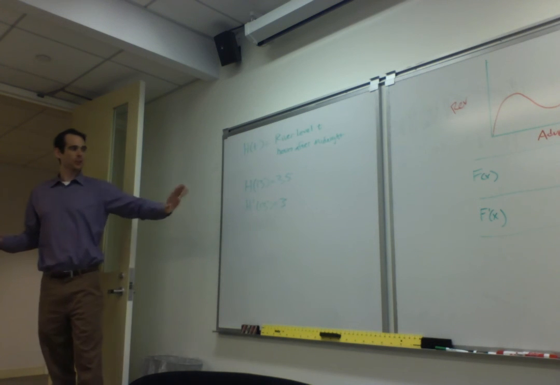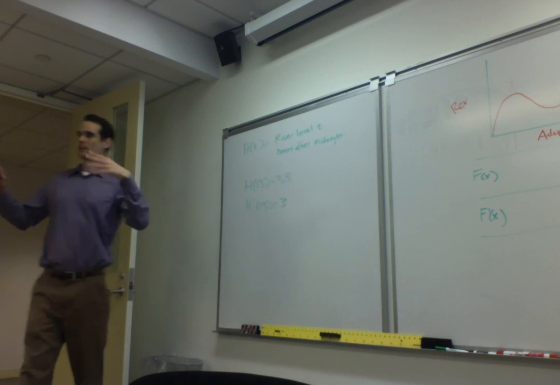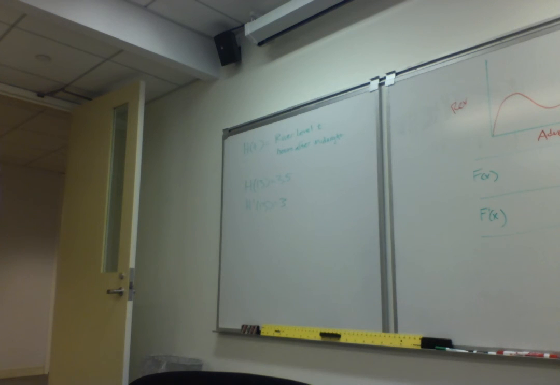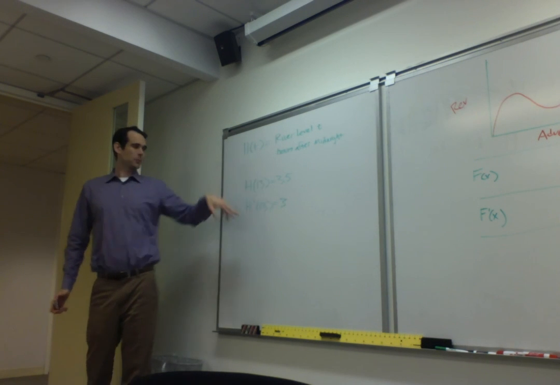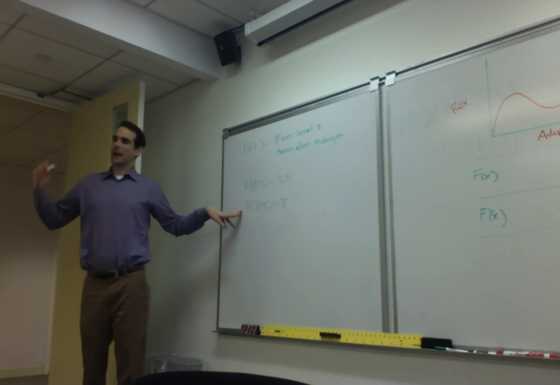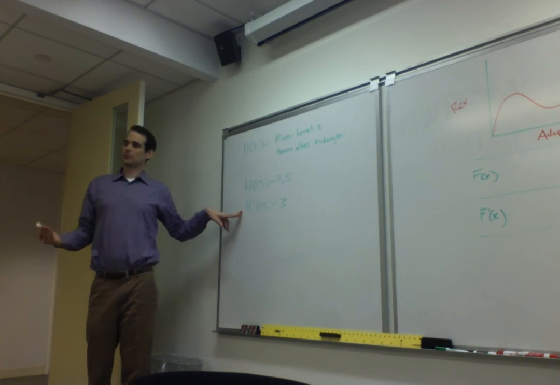Let's first ask ourselves, what is h prime? Let's back up a minute. What does the derivative of any function tell us? Rate of change. All right, the derivative of any function tells us the rate of change. So h is a function that tells us the river level. H prime is going to tell us the rate of change in the river level.